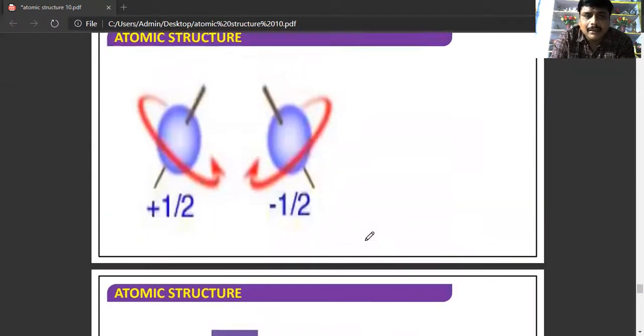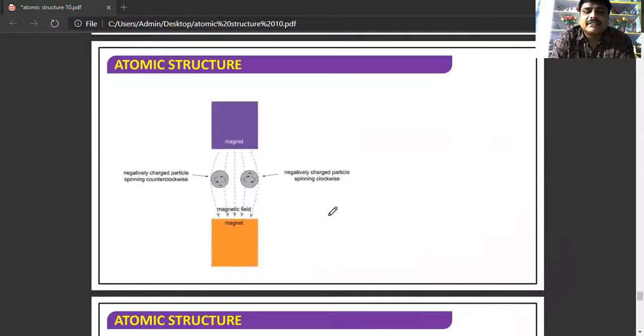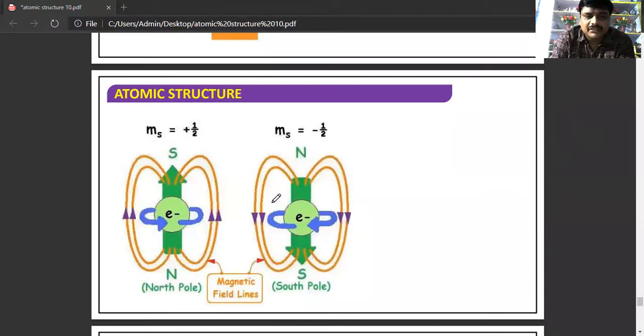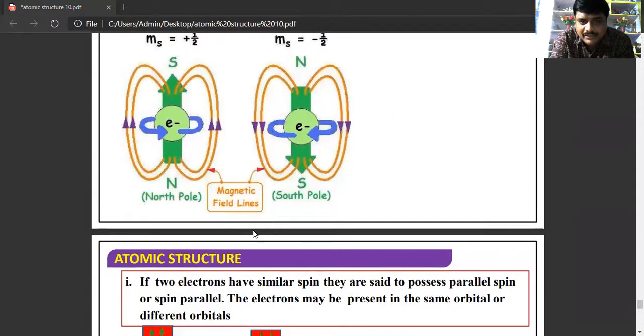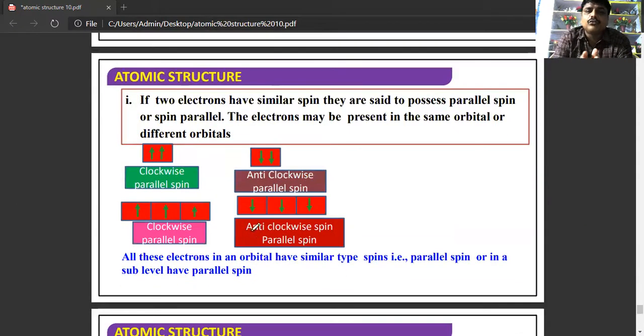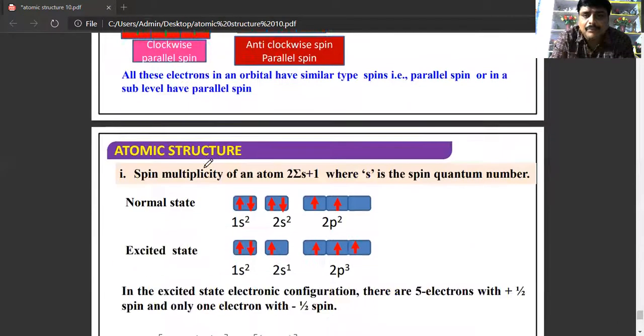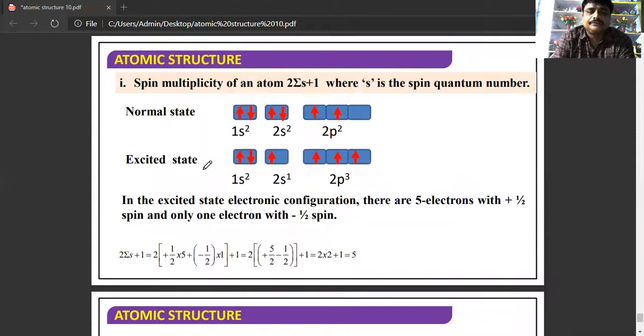Here, this is plus half and this is minus half. The plus half represents the clockwise direction and minus half represents the anti-clockwise direction. This is the north pole as well as the south pole of the magnetic field lines. If two electrons have similar spin, they are said to possess parallel spins, and these electrons may be present in the same orbital or different orbitals. Electrons having similar types of spins are known as parallel spins.